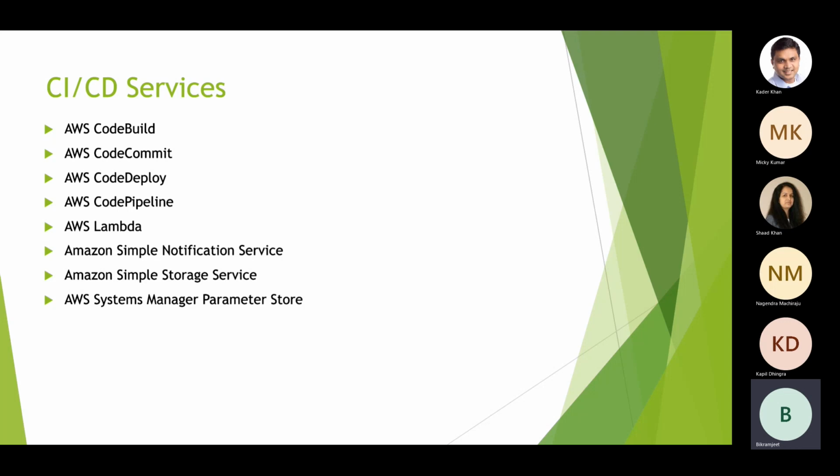So in that way, you can use Amazon SNS. It can be used for other notifications, like whenever a code build or code deploy job fails or succeeds, you can create notifications, you can get emails. In that way, you can use SNS.